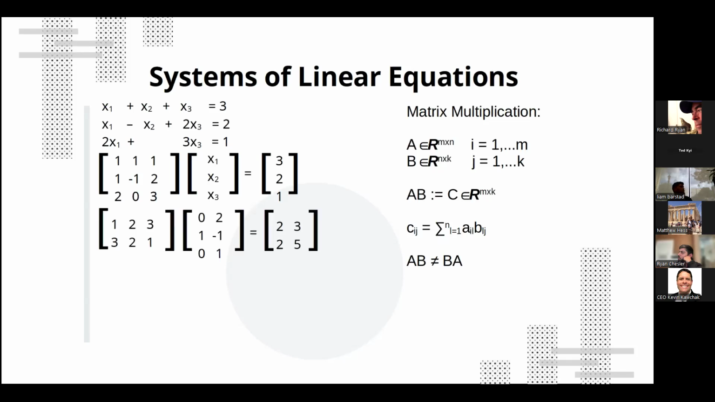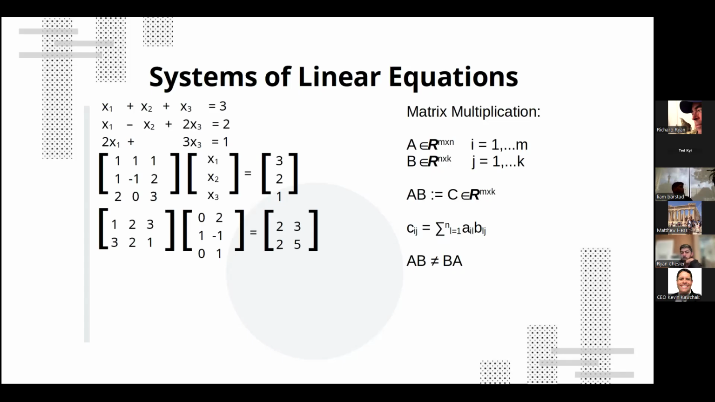So another example is this. As you can see, we have m rows of the first matrix, which is 2, and k columns of the second matrix, which is also 2. And so you get a 2 by 2 matrix as a result.